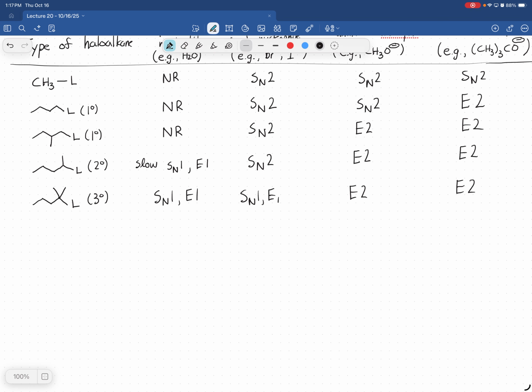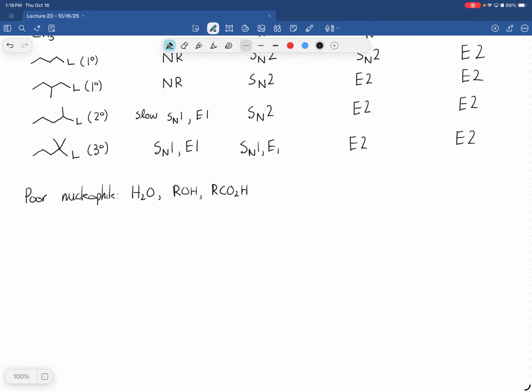No? All right. So let's go over what makes a poor nucleophile. Let's just classify a few of them. So poor, all right, so which ones are poor nucleophiles? H2O, ROH, RCO2H. All right. So then we get to strongly basic, unhindered.